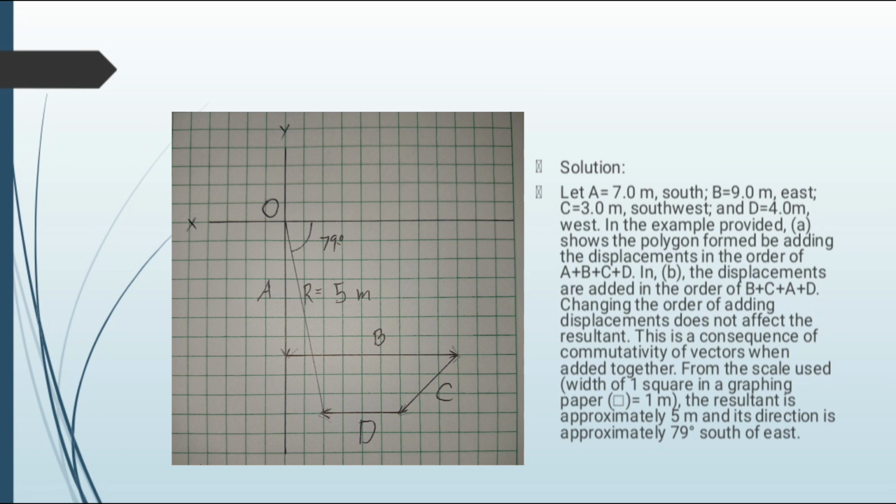Changing the order of adding displacements does not affect the resultant. This is a consequence of the commutativity of vectors when added together. From the scale used, the width of one square in a graphing paper is equivalent to 1 meter. The resultant is approximately 5 meters and its direction is approximately 79 degrees south of east.